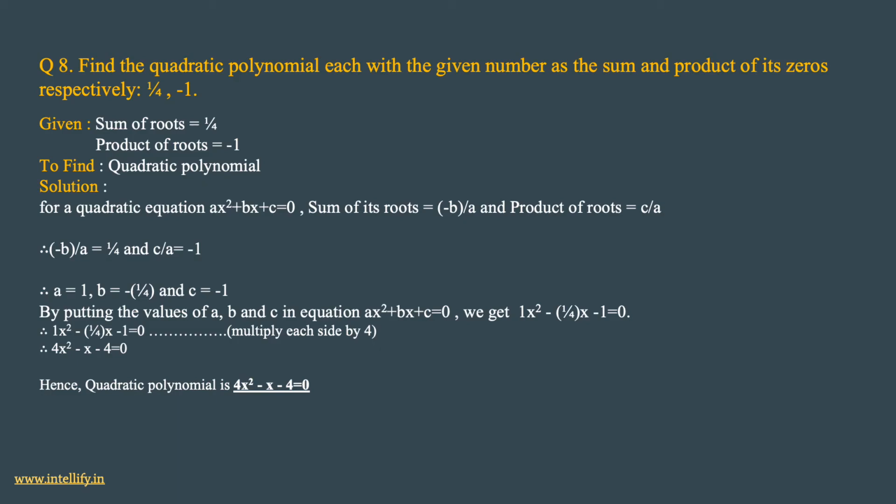You can cross check this equation by again using the formula sum of the roots and product of the roots. If sum of the roots is 1 by 4 and product of roots is minus 1, then the answer is correct. Moving on to the next question, question number 9.